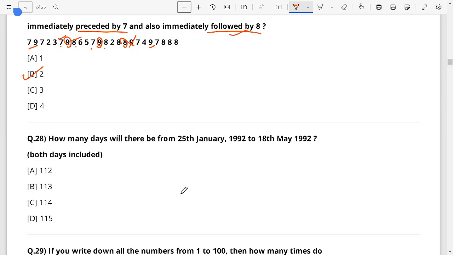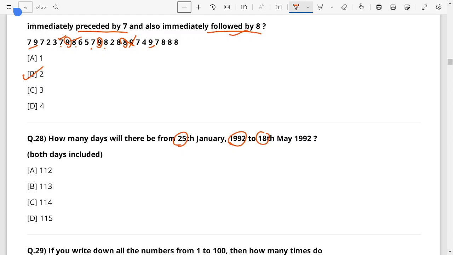Right. Just look at the question, guys. 20th question. How many days will there be from 25th January 1992 to 18th May 1992? That is, both days included. 25th January will also be included, and 18th will also be included. So how many days are there between these dates? Right. So let us see here. And the year also, guys, before attempting such kinds of questions, just notice if that year is a leap year or not.